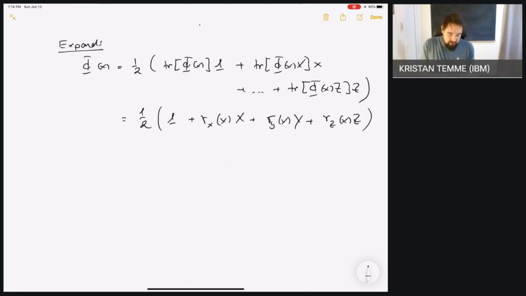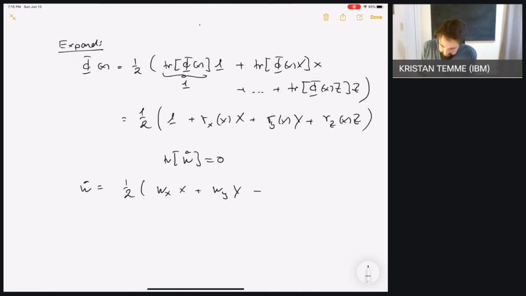Likewise, you can also expand your observable this way. The interesting thing here is, by the way, this is trace 1 because it's a density matrix, and the way we set up the observable is that the trace of the observable is always 0 because it's just essentially a rotated Z matrix. And if you now expand the observable in that Pauli basis, you're going to end up with some coefficient omega x times the X matrix, some coefficient omega y times the Y matrix, some coefficient omega z times the Z matrix, where omega x is just essentially trace X W hat, and the other ones follow the same way.